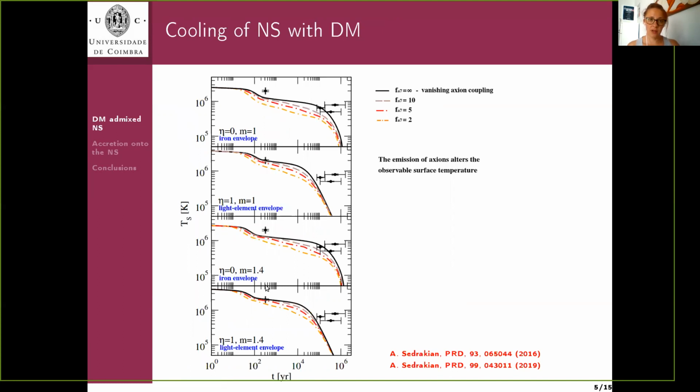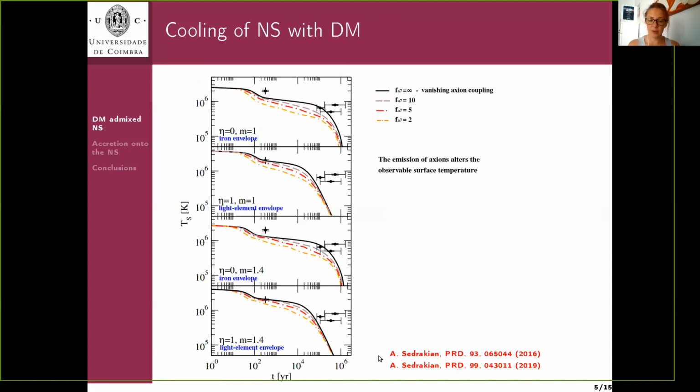Another constraint on dark matter particles comes from the thermal evolution of neutron stars. Cooling simulation of neutron stars and further comparison of this simulation with experimental data of X-ray emitting neutron stars can shed light on the properties of dark matter particles, on the amount of dark matter inside the neutron star, as well as the coupling constant of dark matter particles.